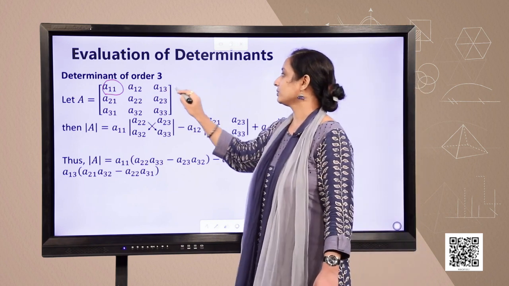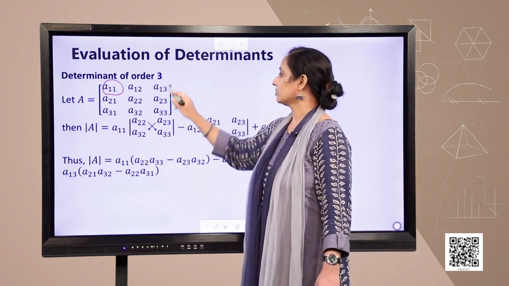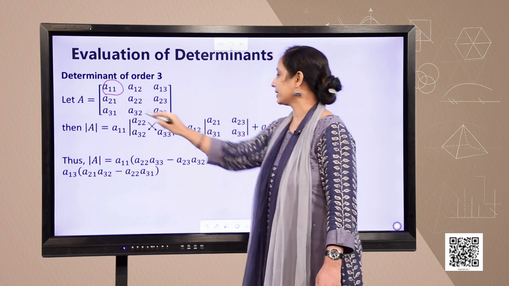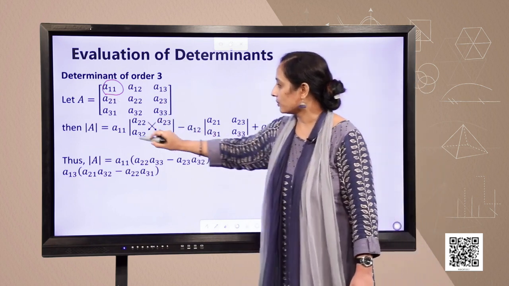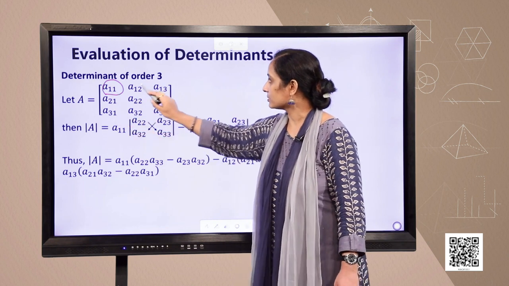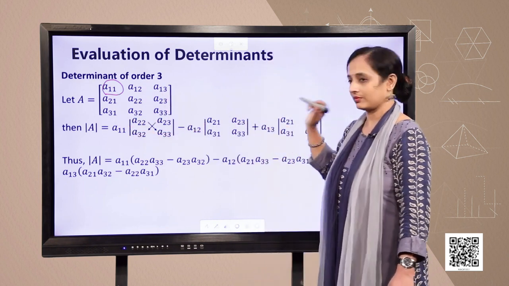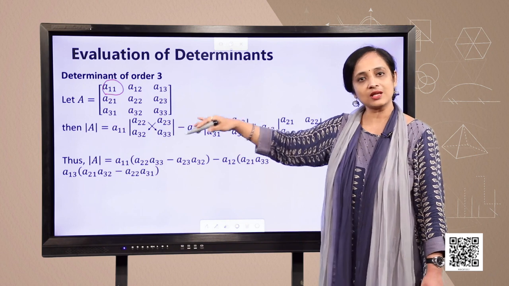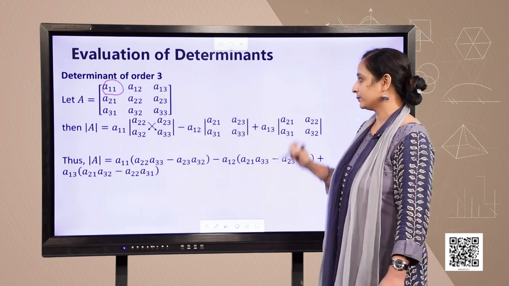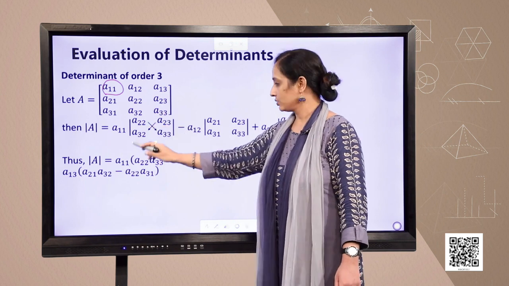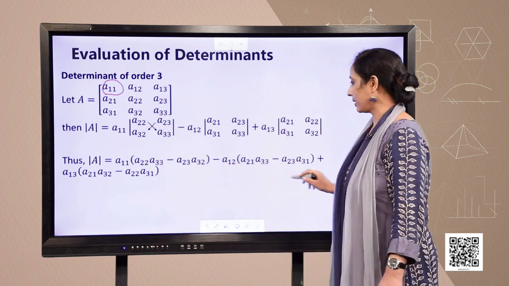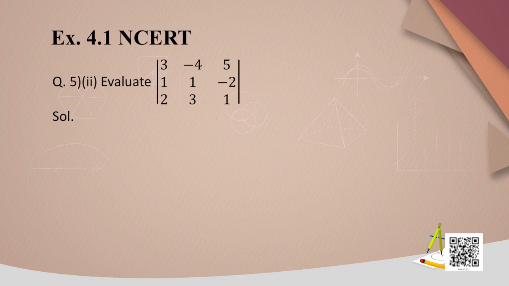Then write A13. Delete this first row and third column and write down the remaining elements like this. What you have to keep in mind is A11 positive, next element negative, then comes positive. This plus minus is going alternately. You have already learned how to simplify the second order determinant, so we are using the same method here. Now, let us learn how to evaluate determinant of order 3.